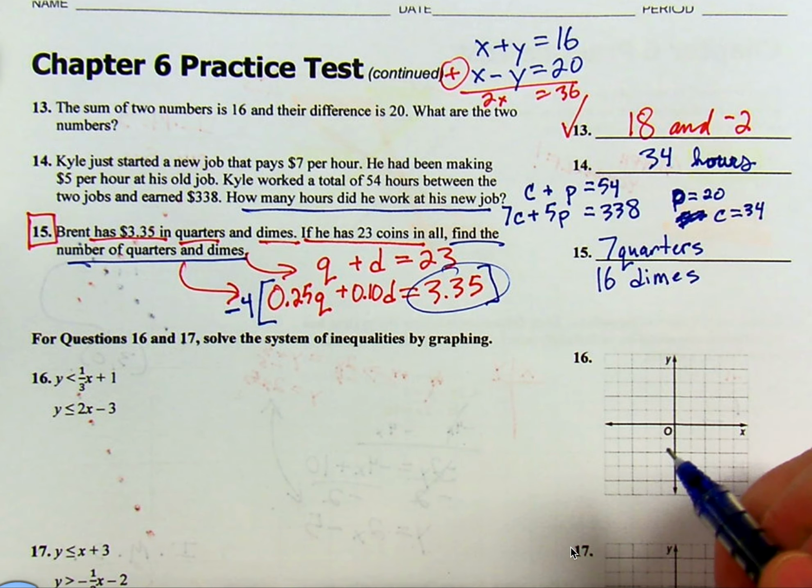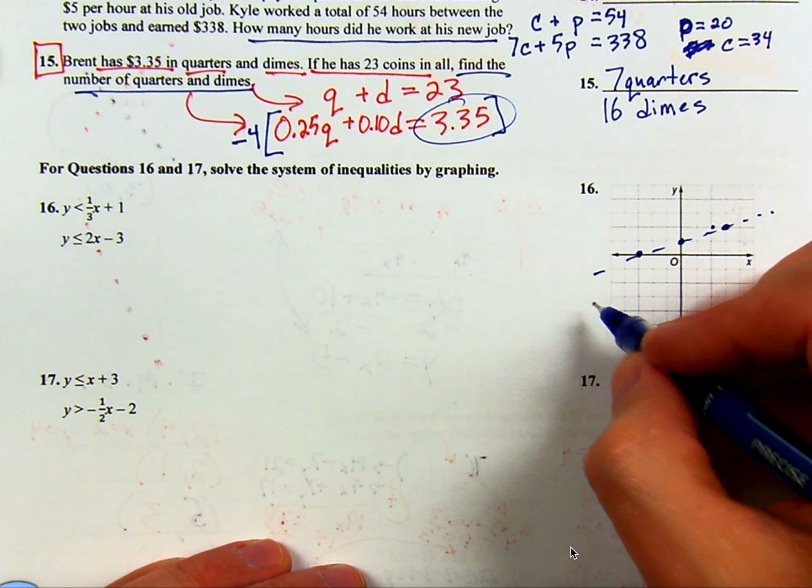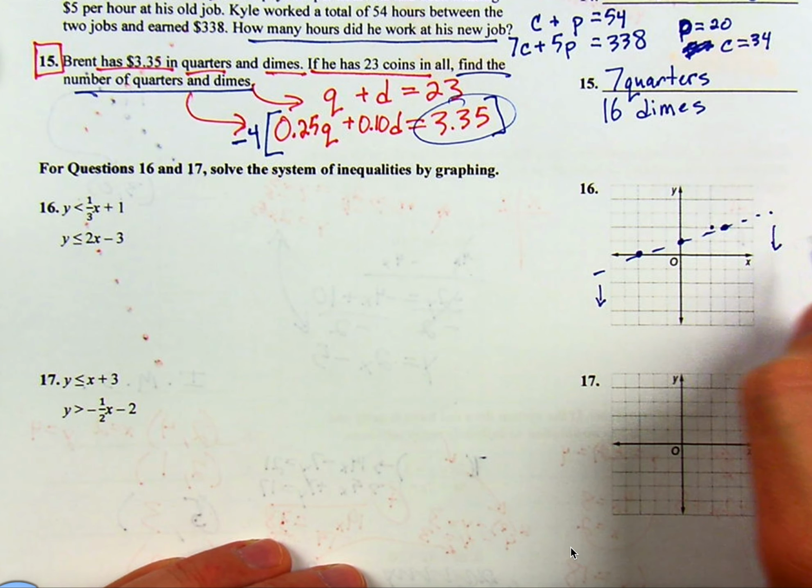This is in slope-intercept form, so I'm just going to start at 1. I'm going to go up 1 over 3, or down 1 backwards 3. It's a dotted line, dotted, and I would shade below. Okay, I'm going to shade below this line, but I'm not going to do the shading yet.